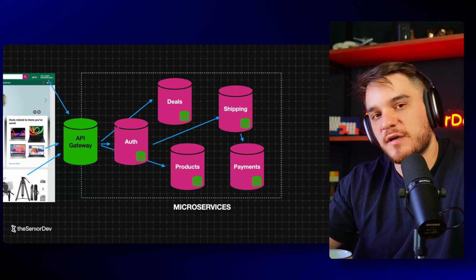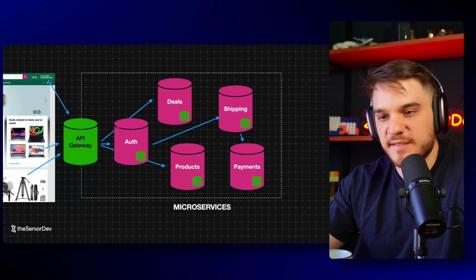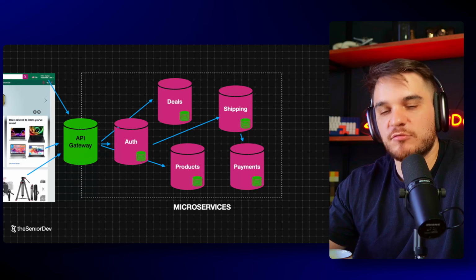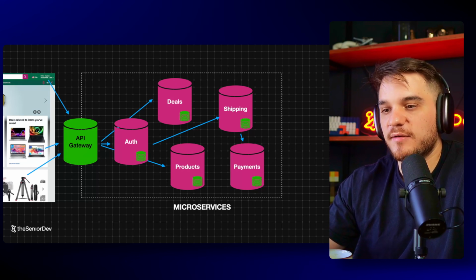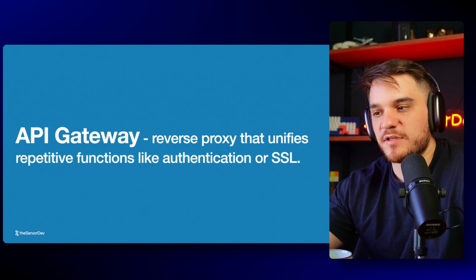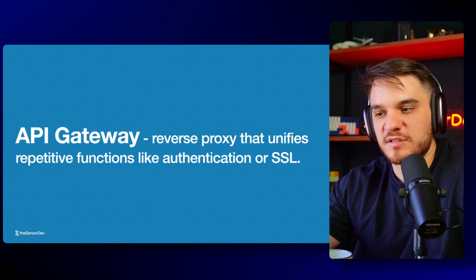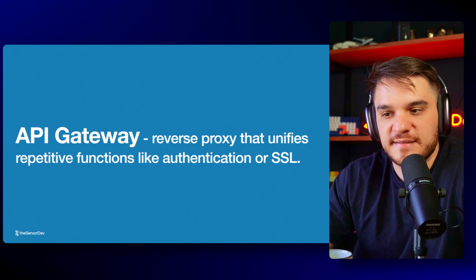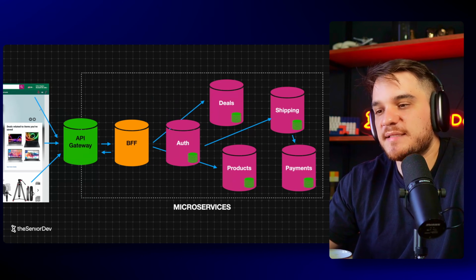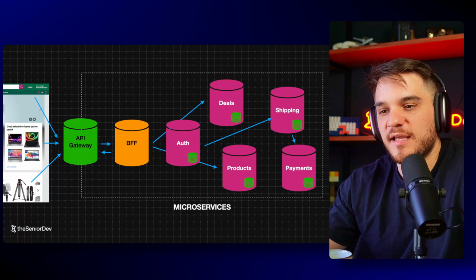The same goes for topics like caching or authorization. The beautiful thing about an API gateway is that you just do it once and you can forget about it. So an API gateway is a reverse proxy that unifies repetitive functions like authentication or SSL. The next optimization you can implement is adding a backend for frontend, a BFF.